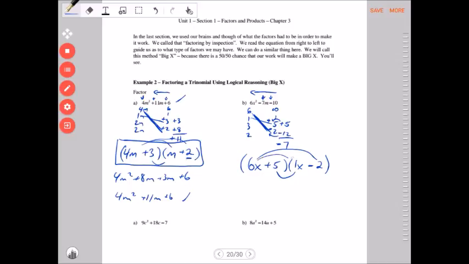So if we FOIL this back out, 6x times 1x is 6x squared. 6x times minus 2 is minus 12x. Plus 5 times x is plus 5x. And plus 5 times minus 2 is minus 10. Okay, so that's 6x squared minus 7x minus 10. And there you have your question.